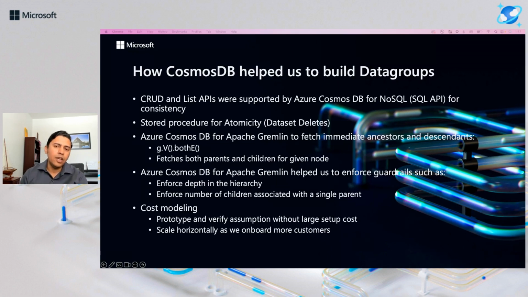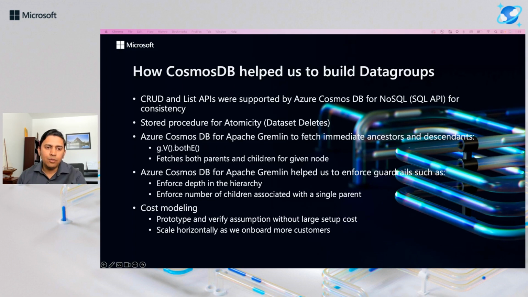If you recall the scenario of dataset delete, where a delete of a single dataset requires atomic update on multiple data groups, we use stored procedure to perform that operation. So whenever a dataset gets deleted, we'll use stored procedure to update all of the data groups referring to this deleted dataset.